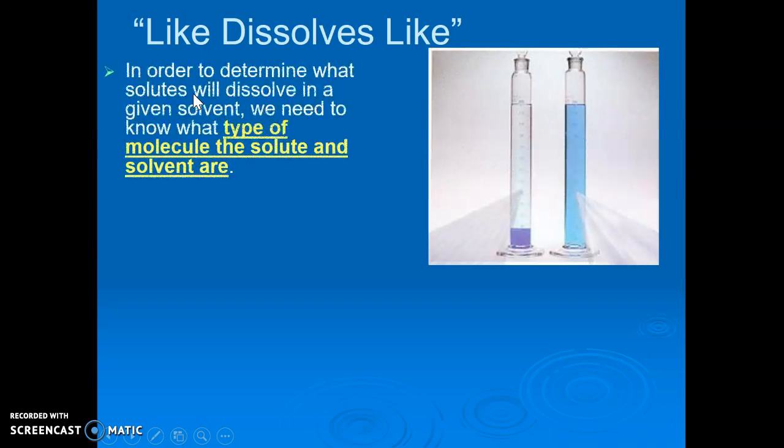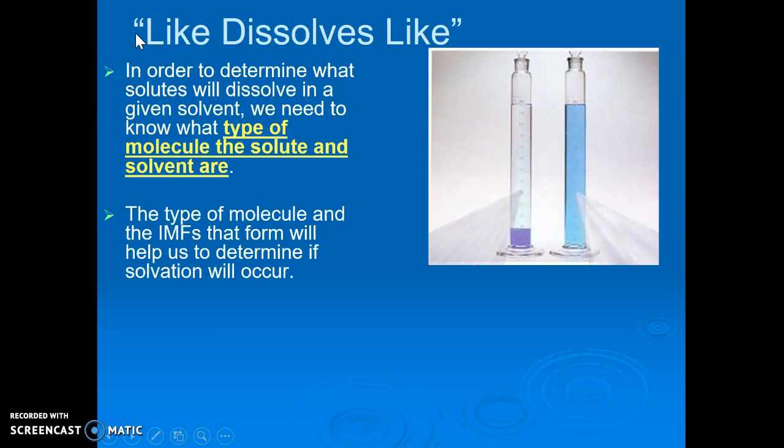So when we're trying to figure out if a solute will dissolve in a given solvent, we need to know what type of molecules we're dealing with. In other words, we need to know whether or not our solute and solvent are polar, nonpolar, or ionic. Chemists like to use the phrase like dissolves like, so we're going to talk about what that means on this slide. So the type of molecule and the intermolecular forces that form will help us determine if solvation will occur.